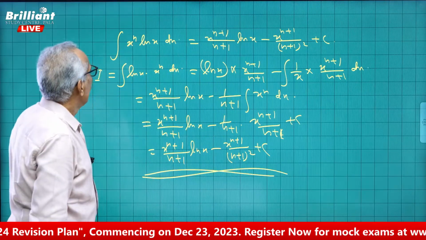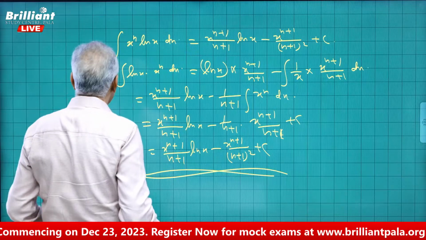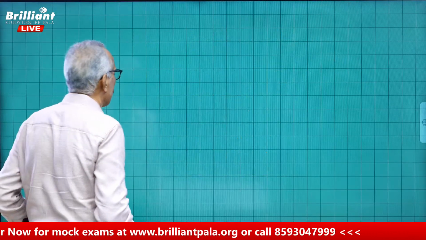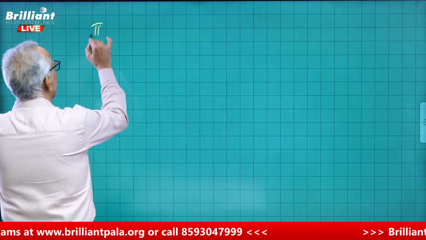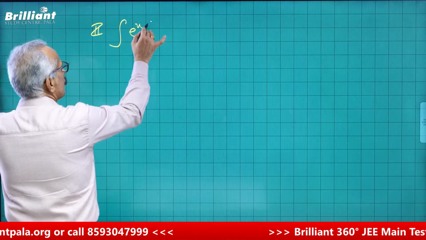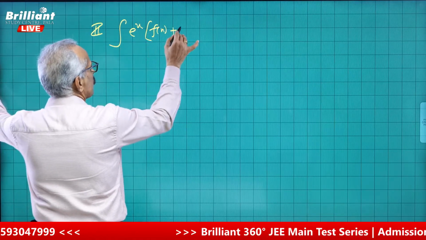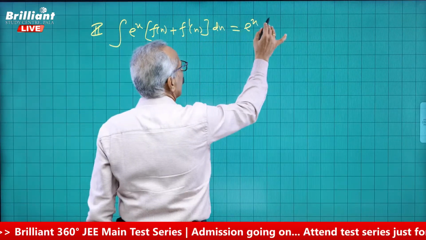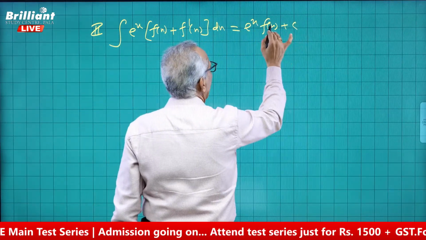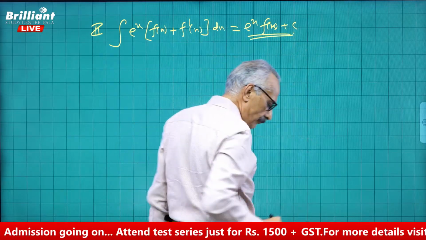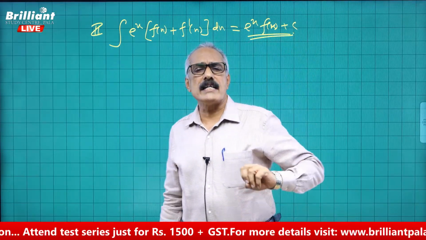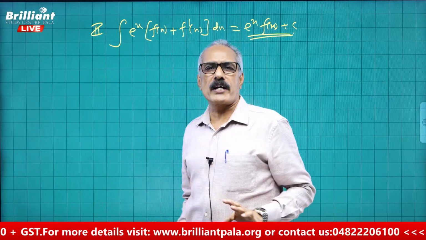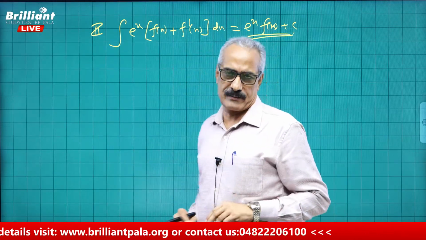Okay. Now, in this integration of x raised to n log x, you must remember another formula. That is, the integral of e raised to x into f of x plus f dash x dx is e raised to x into f of x plus c. I always say that whenever you have an e raised to x in your integrand, you first check e raised to x into f x plus f dash x.